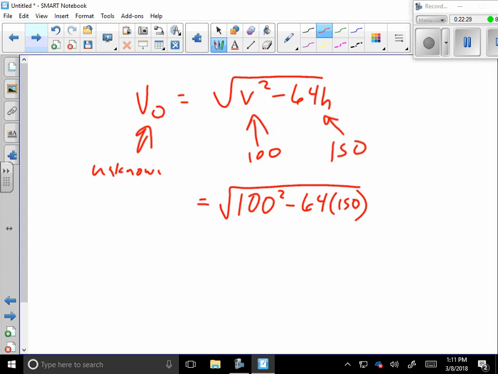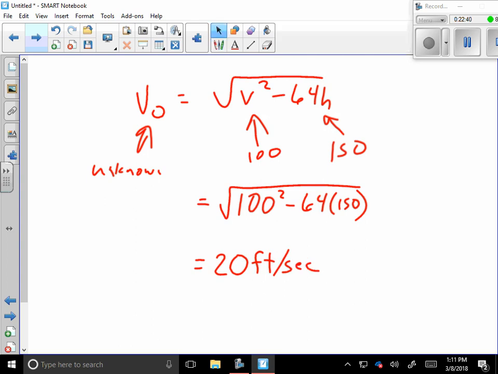So that means it would need to start out at 20 feet per second. It needs to be moving at a velocity of about 20 feet per second if it's going to achieve that much velocity when it gets to the bottom of the hill.